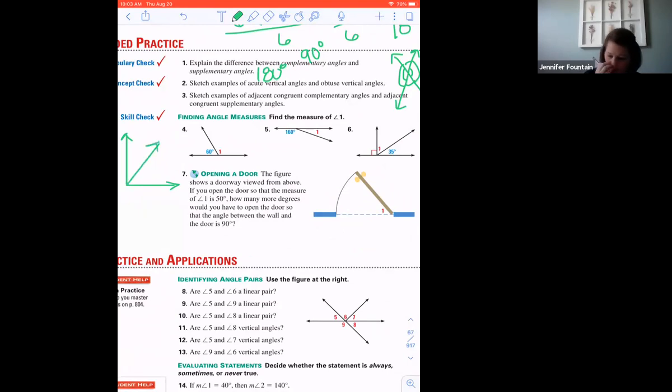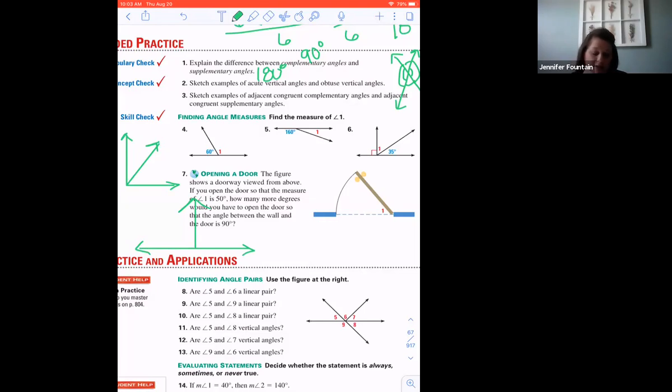Okay. And then adjacent congruent supplementary angles. Again, I'm going to have my straight line. Now I'm going to have, whoop, that's not going to be a good bisector. Let's start from here. So that would be our adjacent congruent complementary angles. Okay.